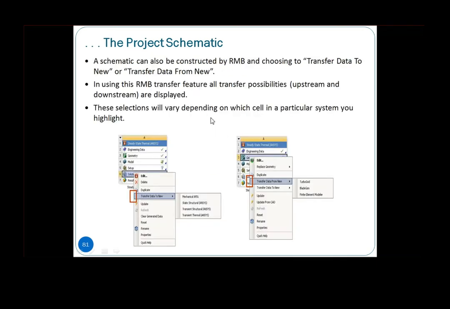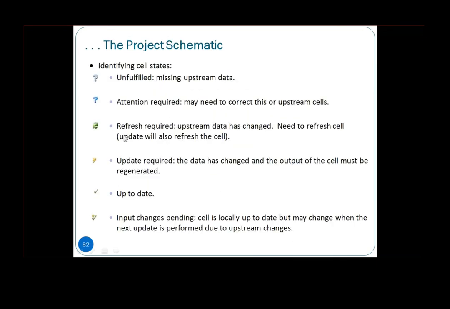import the geometry. Sometimes you have made some changes to my dimensions, the model. So you need to update it. Sometimes you will see this: the data has changed and the output of the cell might be regenerated. So sometimes when you have changed something, your analysis results have to be updated. You will see this thunder icon here. So you have to rerun your so-called solutions.